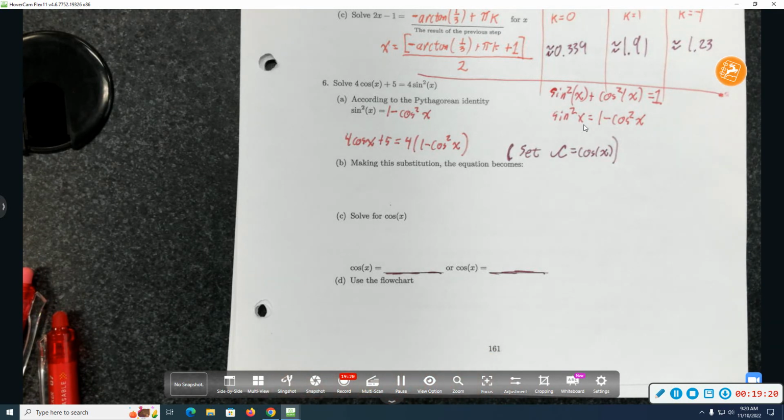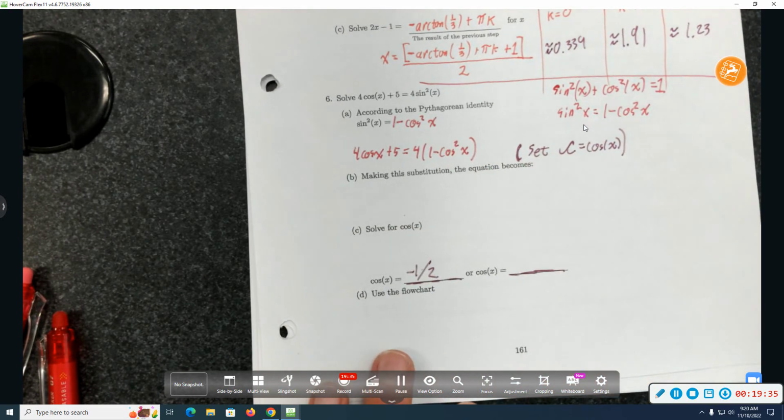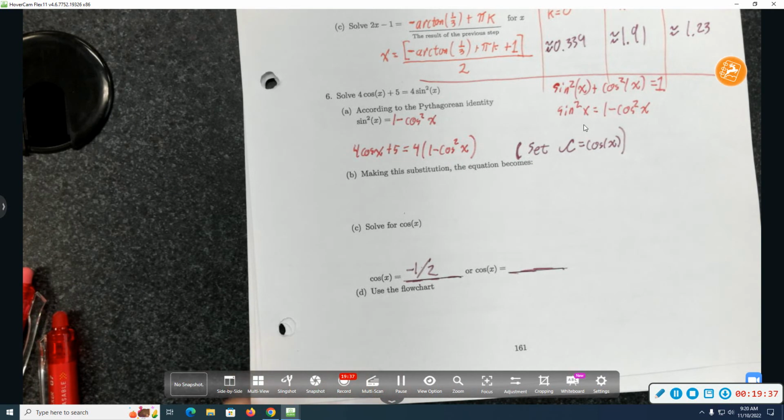So let's come together at least for this. So what are the options that cosine of x could be? Only one root? Cool. Does that agree? Should I talk to it? Yes. Okay, let's do it.